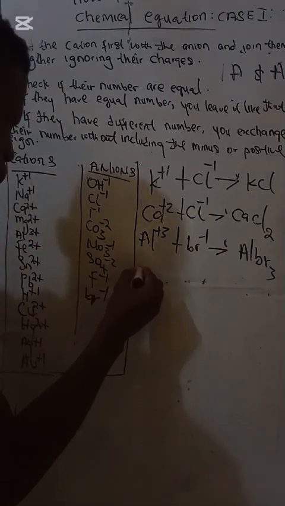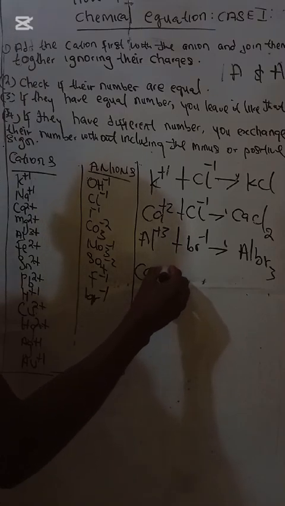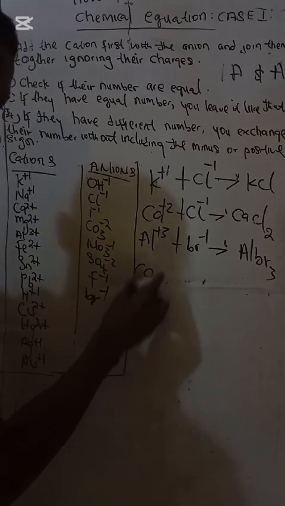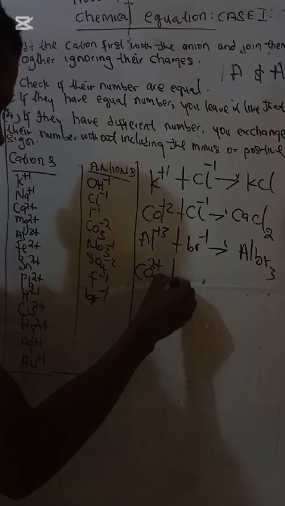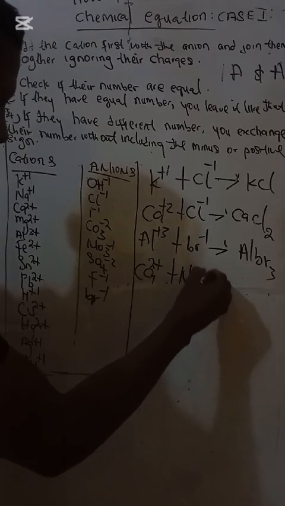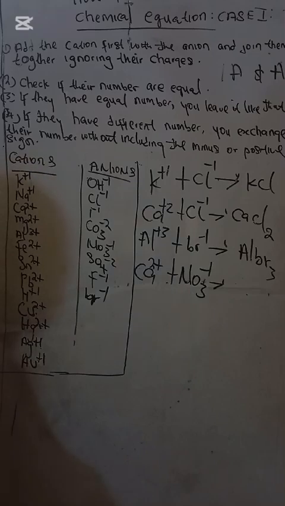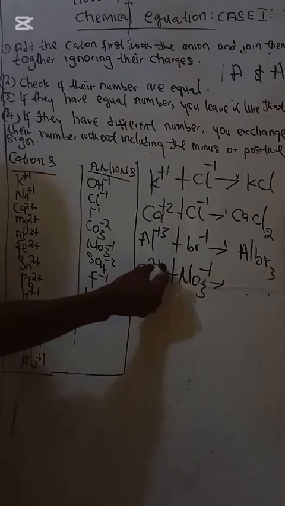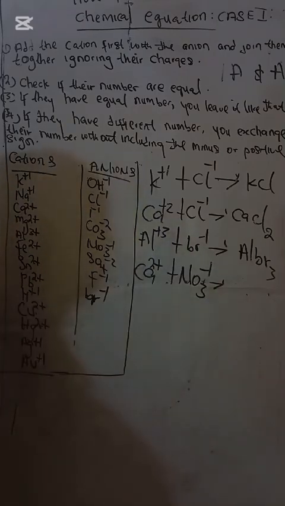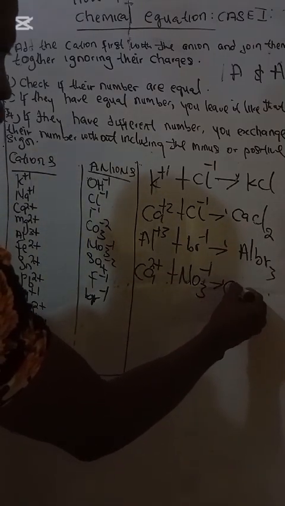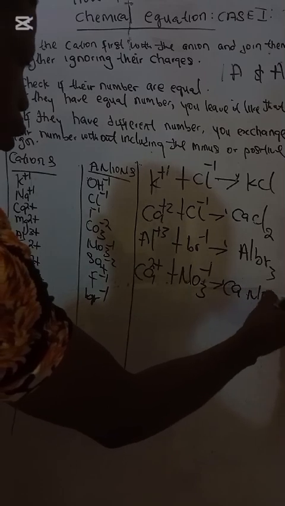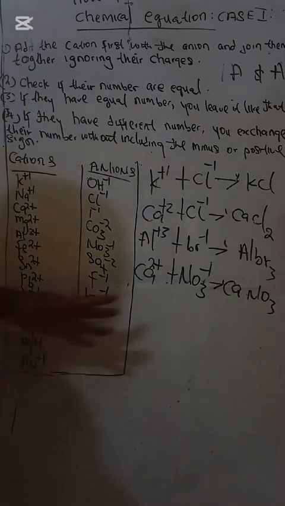Okay, now look at this one. Ca2+ and NO3-1. Now, what are we going to do here? Still follow the same rule. So we join them together without including the charges at the top. So I will just write Ca NO3, right? Just combine the alphabet together.